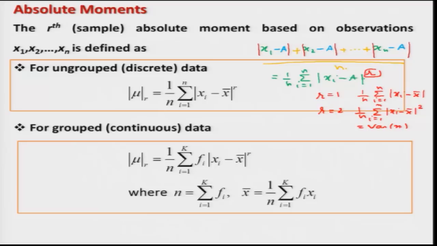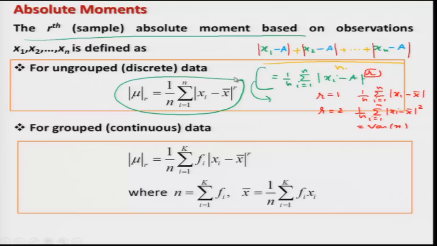So, this gives us an idea: why not define the rth absolute moment, and the quantity which we have defined here is called the rth absolute moment about a. So, the rth absolute moment about the arithmetic mean based on the sample observations x1, x2, up to xn is defined like this in the case of ungrouped data. So, this is simply the rth power of the absolute deviations.